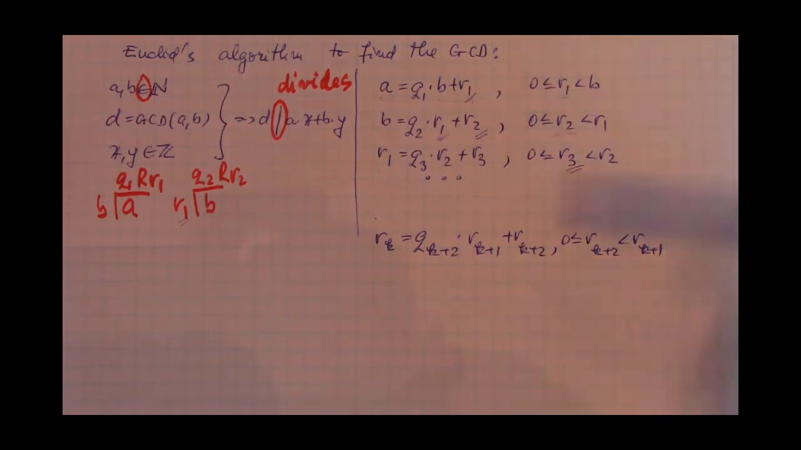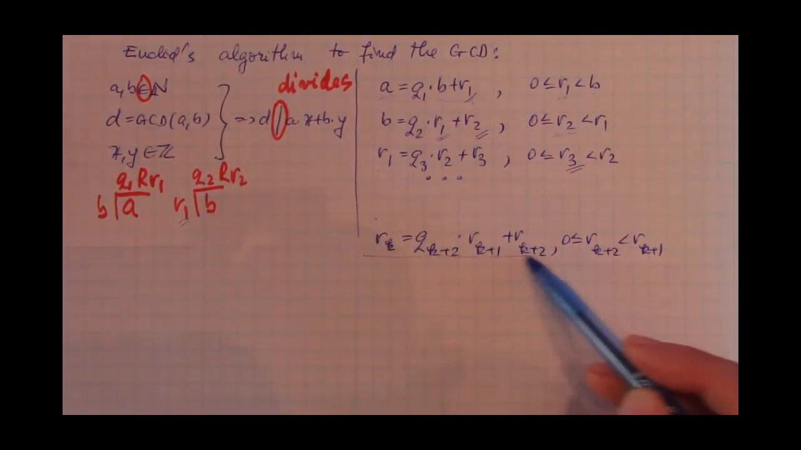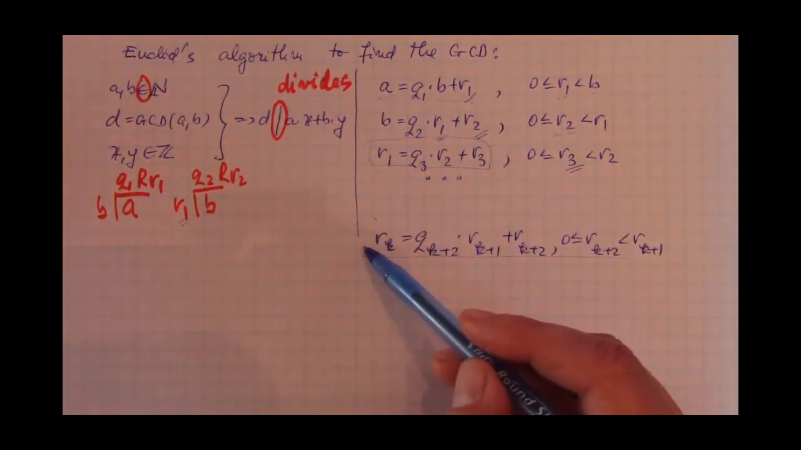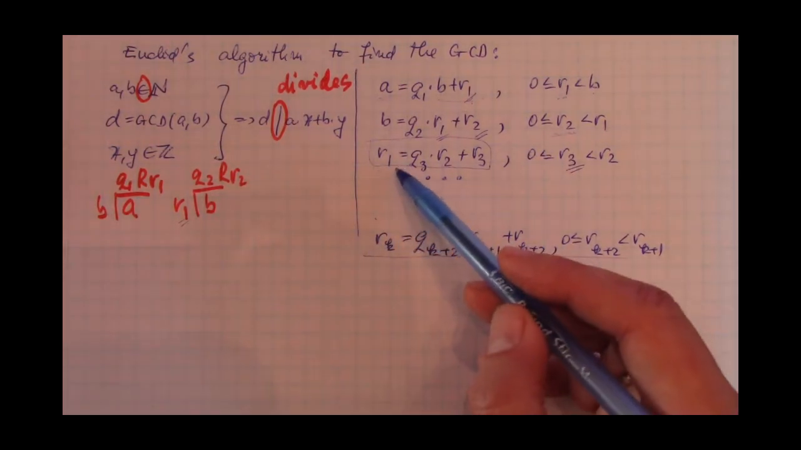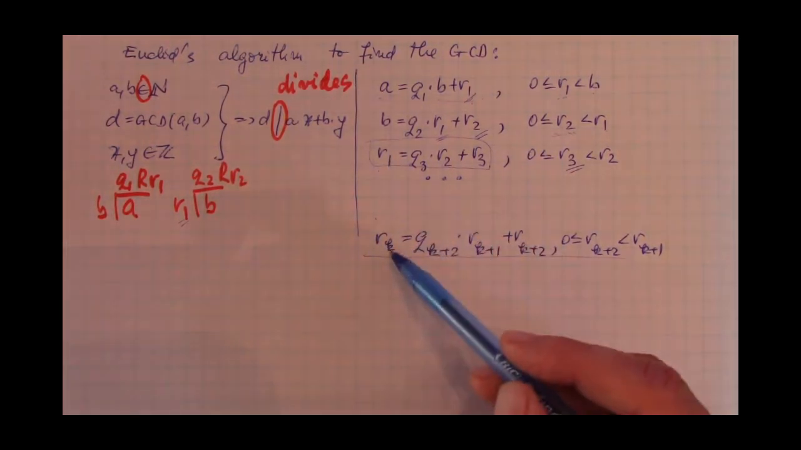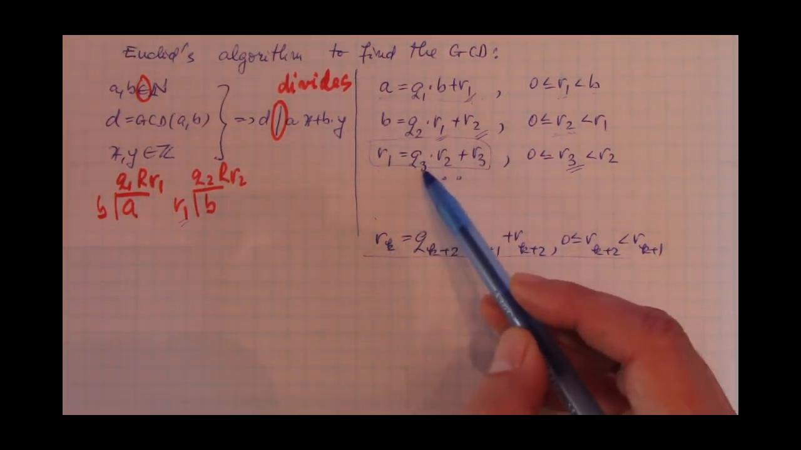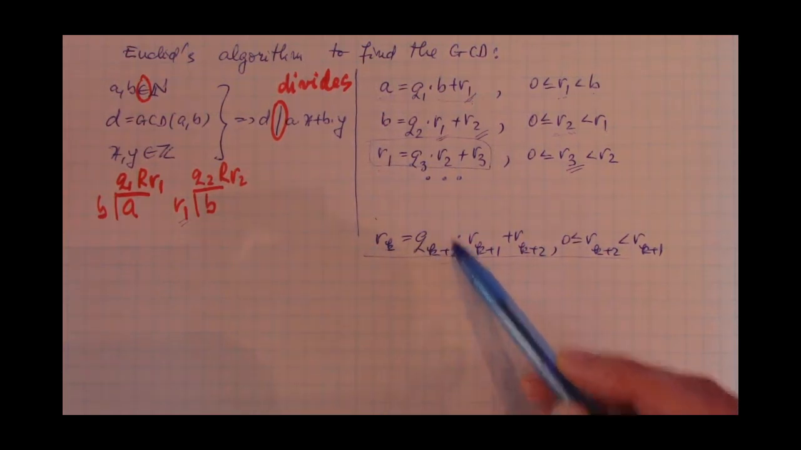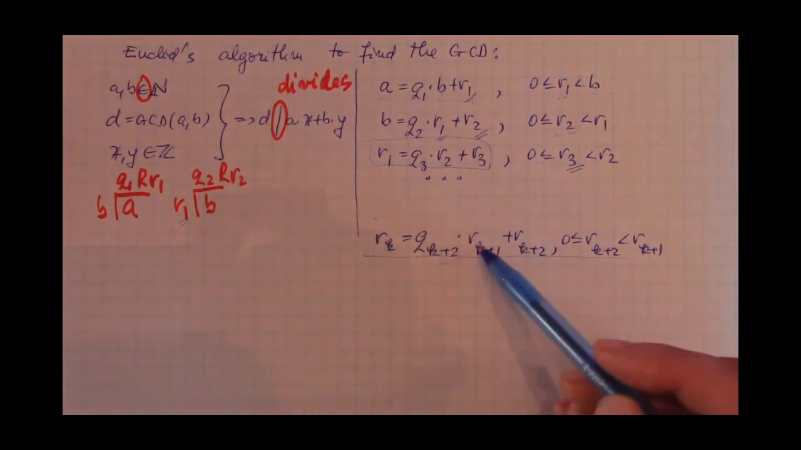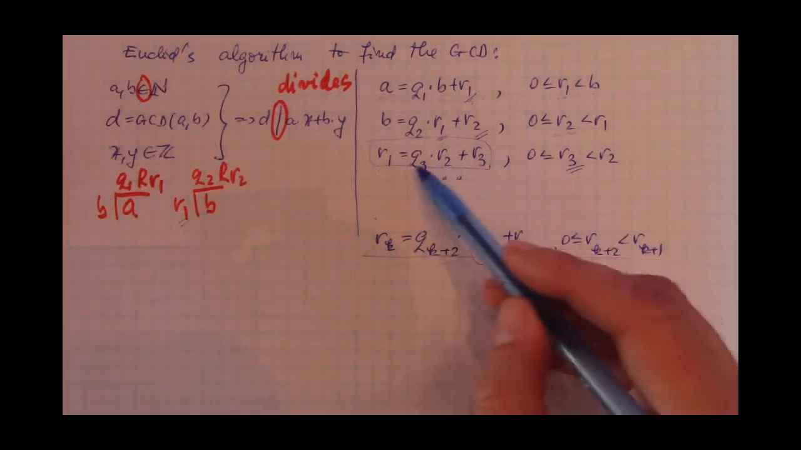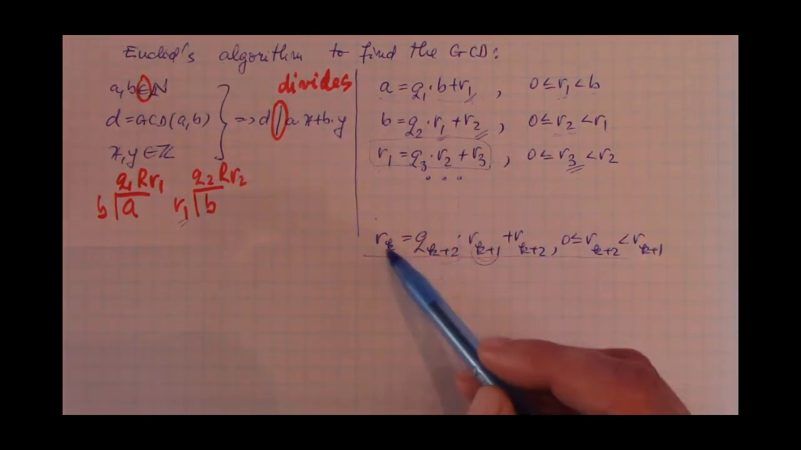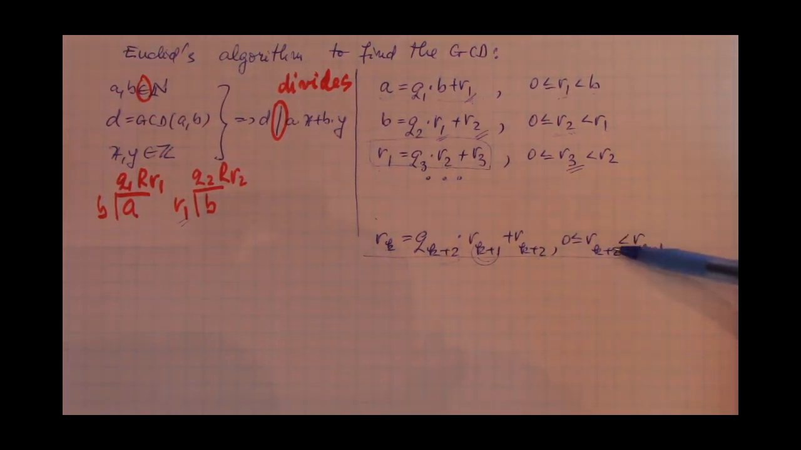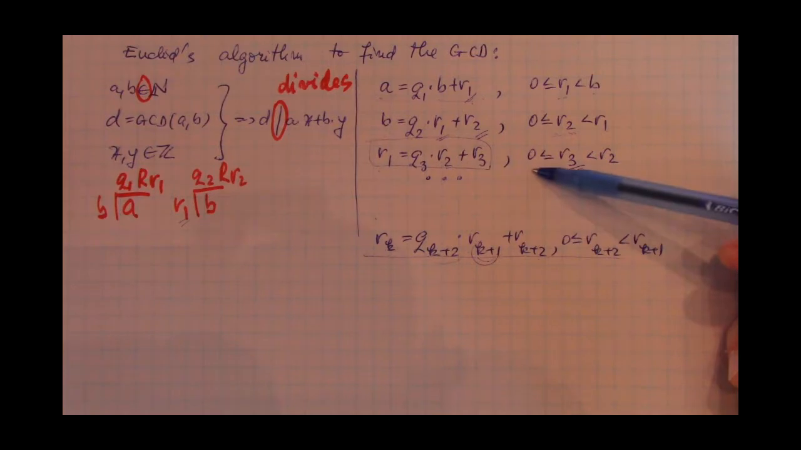Here I wrote what this division looks like at the kth stage. If instead of 1 we write a k here, and we notice that 3 is 2 greater than 1, I would have to write rk is equal to qk plus 2, because 3 is 2 greater than 1, times rk plus 1, because here 2 is 1 greater than 1, so I would have an index that's 1 greater than this index, plus rk plus 2. So this is the division at the kth stage.